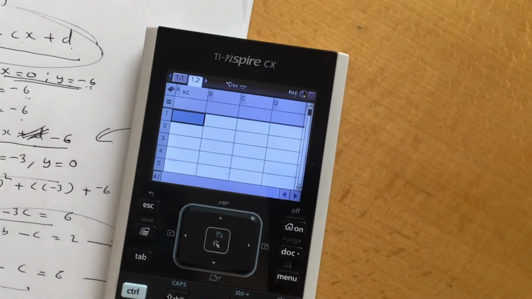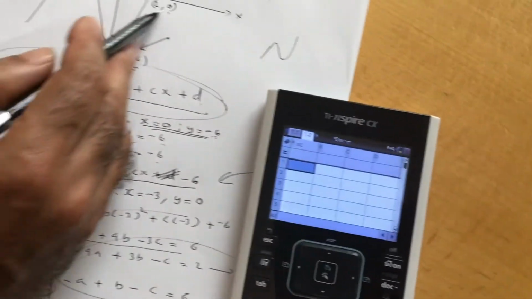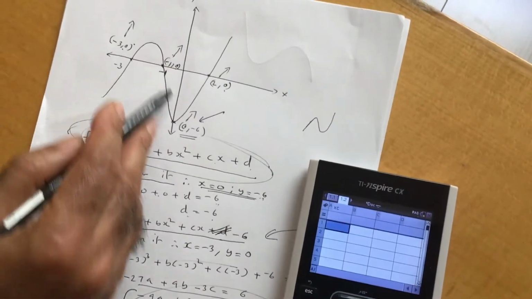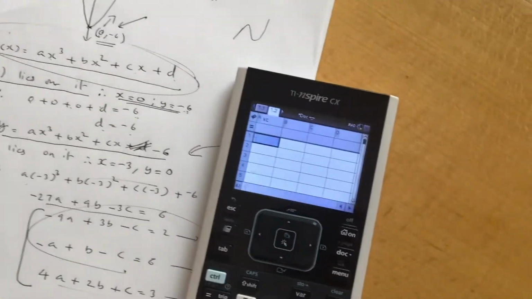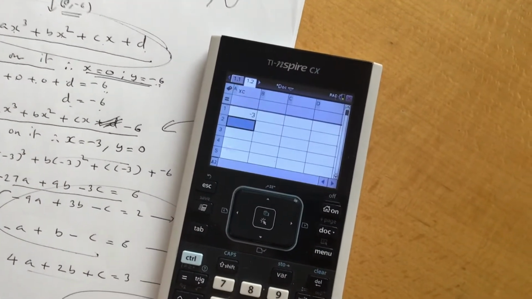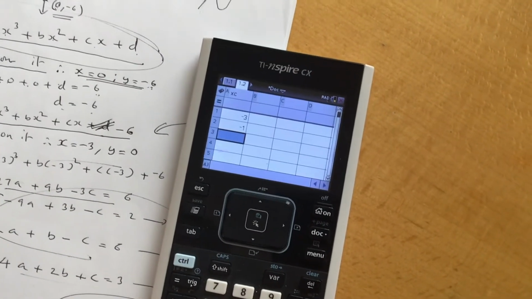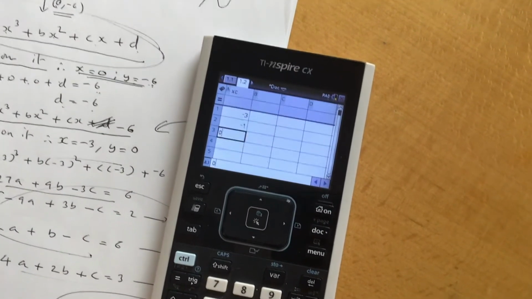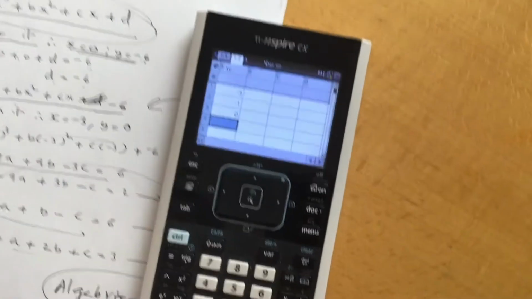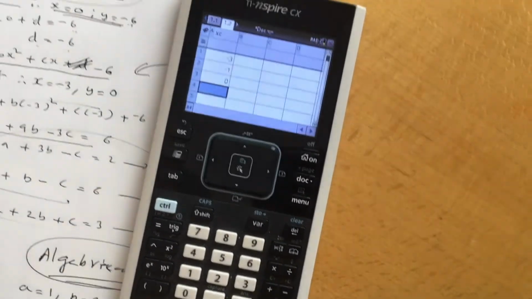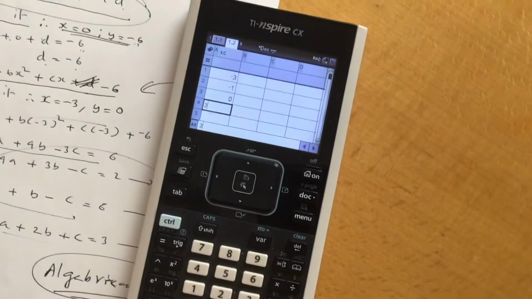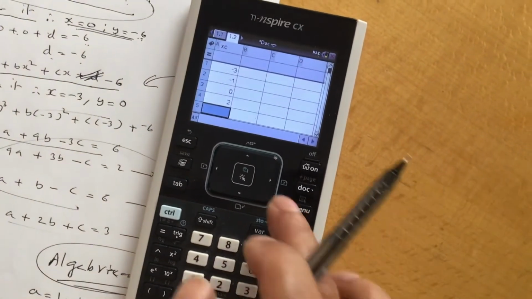Come down to row 1 and type in the x coordinates in order: -3, -1, 0 and 2. -3, enter. -1, enter. 0, enter. This is instead of the previous solving method. You only need to actually use one of the two, whichever you are comfortable with.